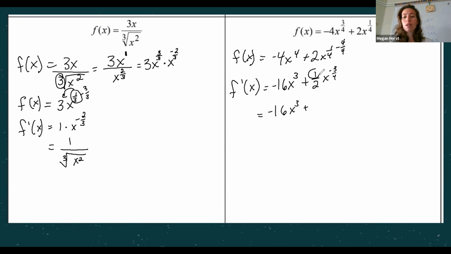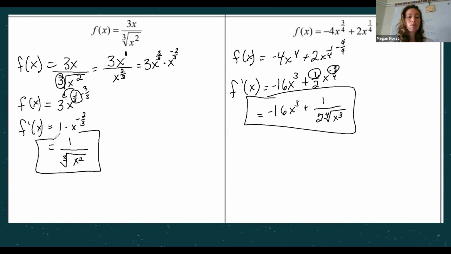When I rewrite that, this stays here, plus I have a 1 in the numerator divided by 2, and now my exponent is 3 and my index is 4. So it's the 4th root of x cubed, and I'm done. That would be my derivative.